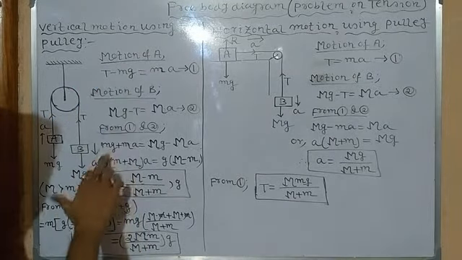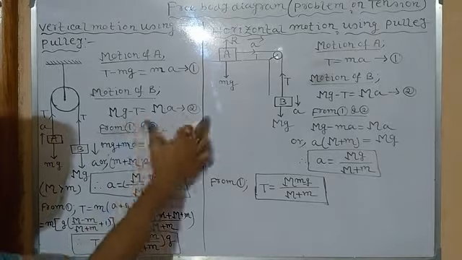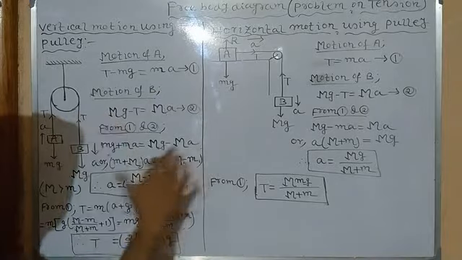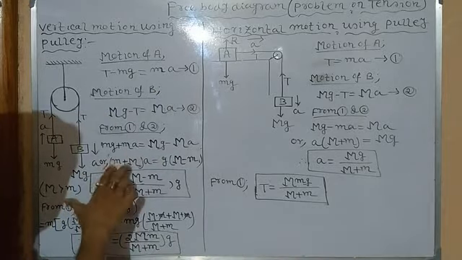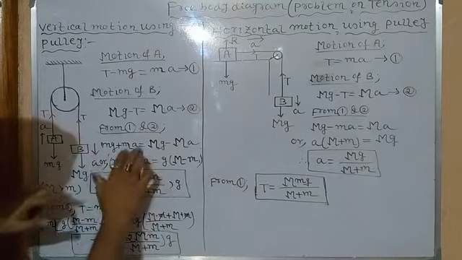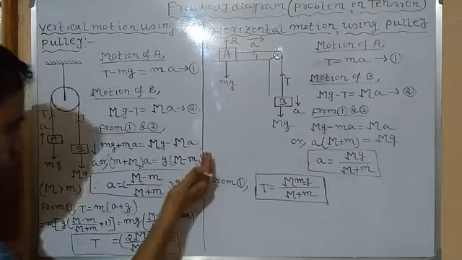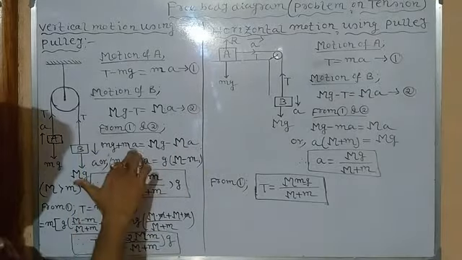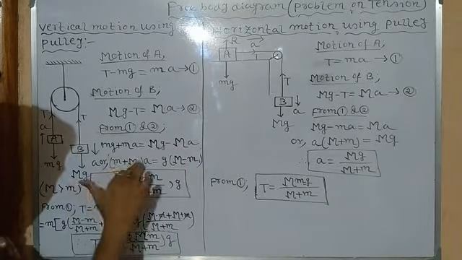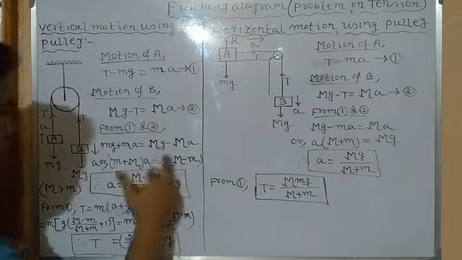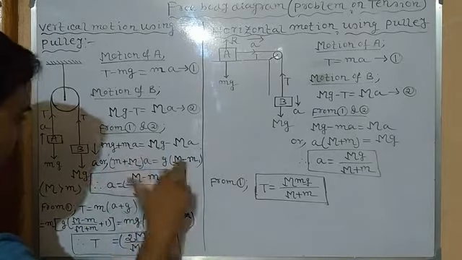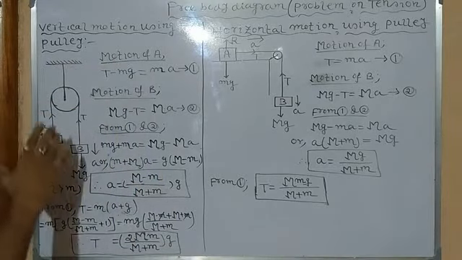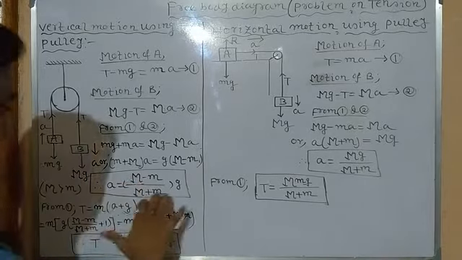So from 1 and 2, comparing the value of the tension, from 1 we can get T is equal to mg plus ma. Equating it with equation 2, mg plus ma equals Mg minus Ma. Shifting ma towards the left side and g towards the right side, taking a common, a times small m plus capital M equals g times capital M minus small m. From this we can get the value of the acceleration of the two body system, that is a equals capital M minus m by M plus m, multiplied by g.